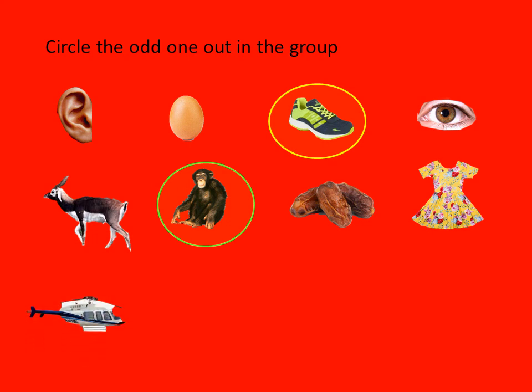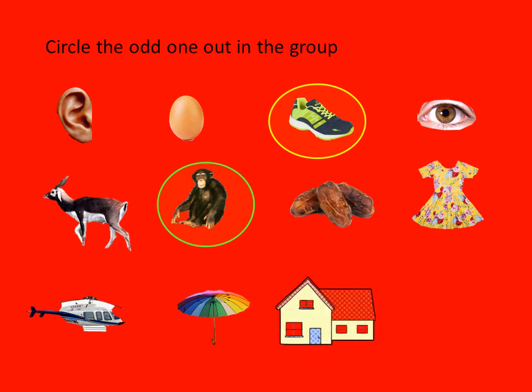Here helicopter, h h h h. Umbrella, a a a umbrella. House, h h h h house. Hand, h h h h. So here the different one is umbrella.